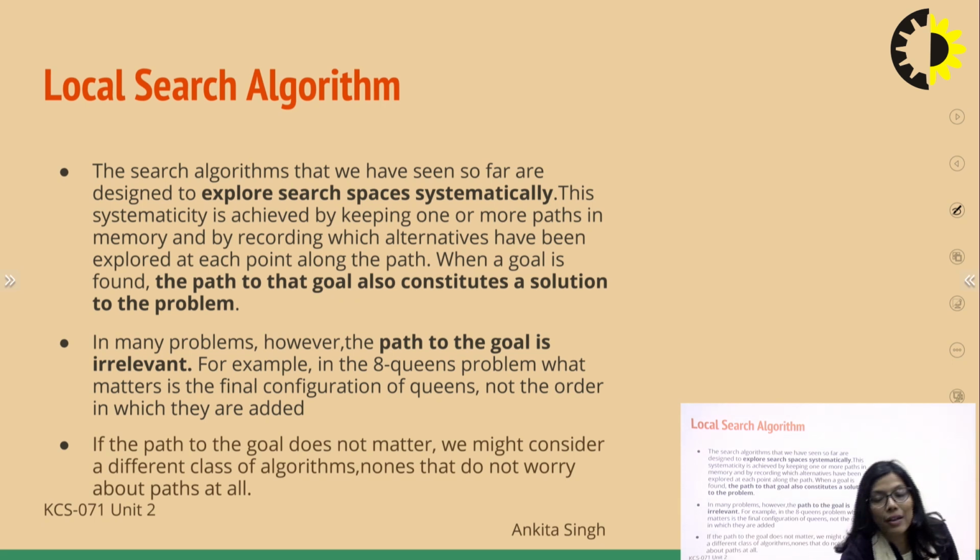So till now we have discussed the uninformed and informed search. In both of these search techniques, we were exploring the search space and trying to find the best path to the node, and the path to that goal also constitutes the solution to the problem.